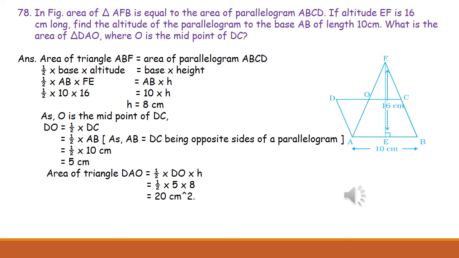As O is the midpoint of DC, and we know that DC is equal to AB. Why is it so?